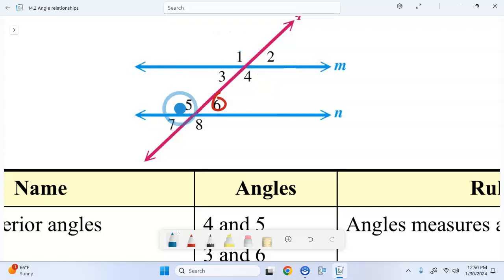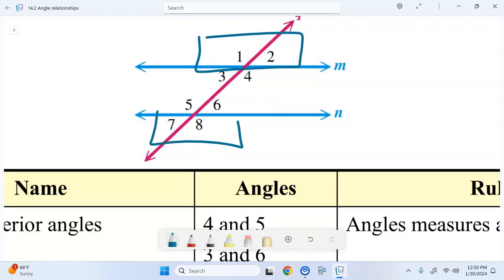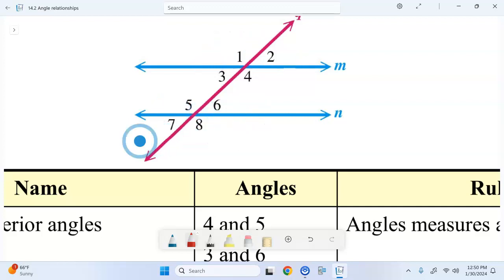We also have alternate exterior angles. What does exterior mean? Outside. So opposite sides of the transversal, outside of the parallel lines, those will be congruent. So 1 and 8 are the same measure, 7 and 2 are the same measure. How do you know when to use 180 for supplementary angles? Because it's two separate vertices. This is one straight angle, and this is a different straight angle, different vertices.